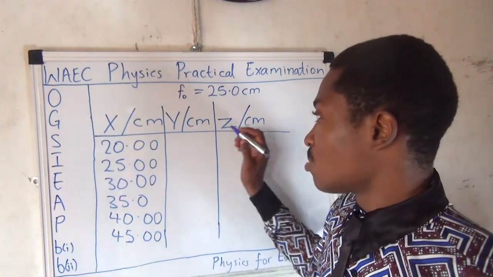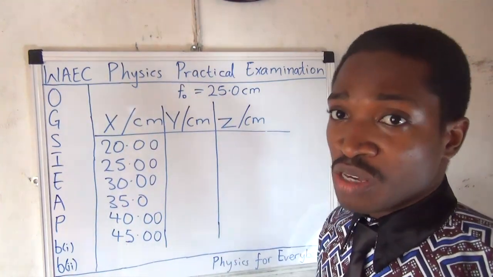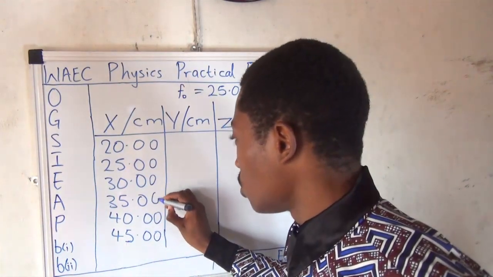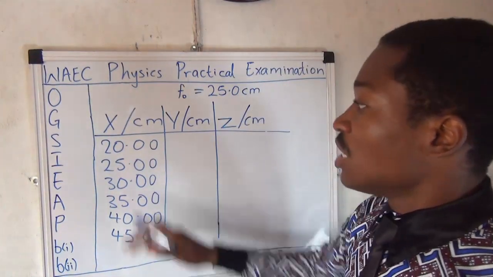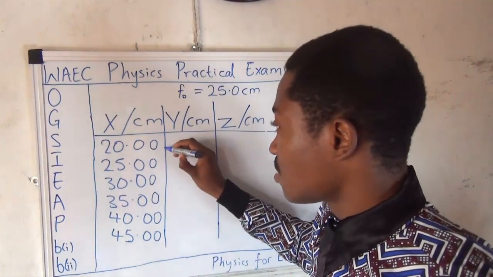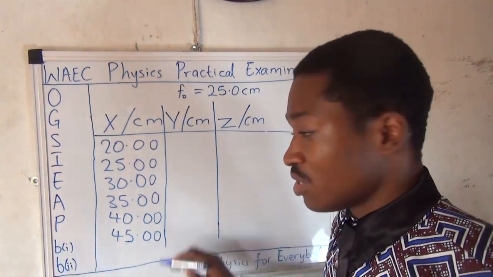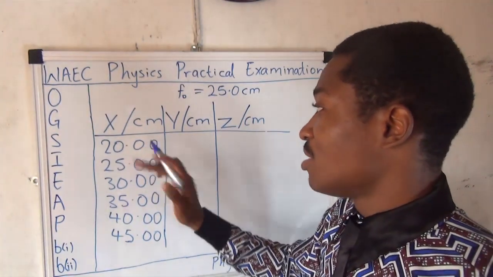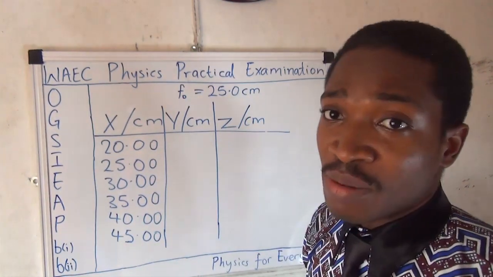So you will lose, I think it could be half a mark, it could be a mark, depending on their marking guide. So it must be consistent. If you even put it to three decimal places, 0.000, you won't be penalized. But you'll be penalized for having it to zero decimal places.